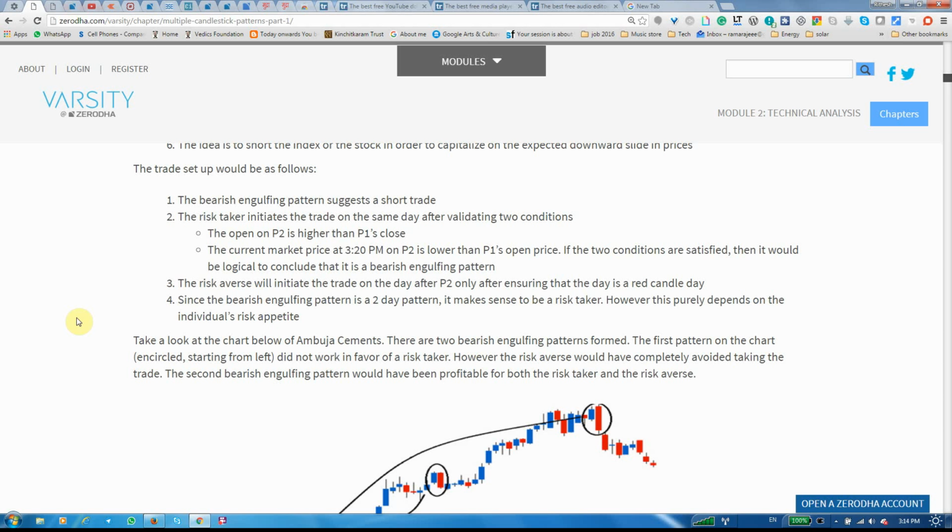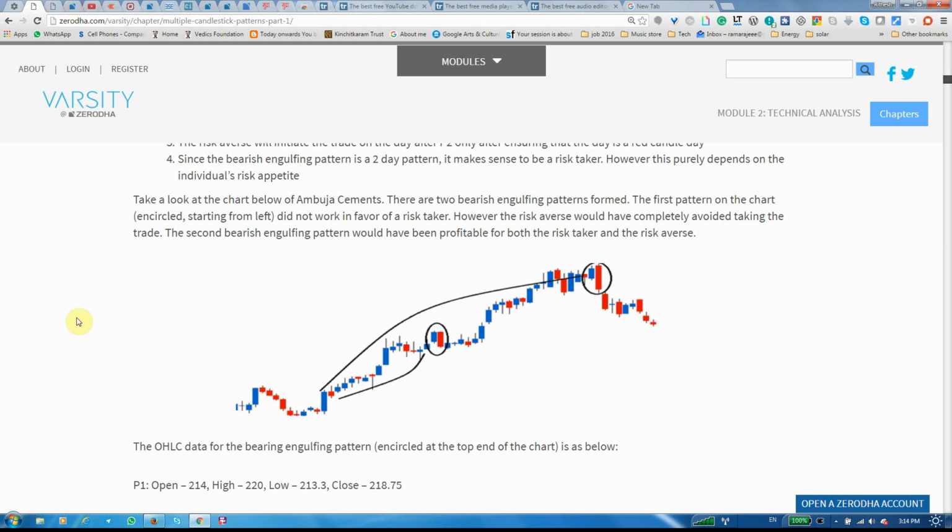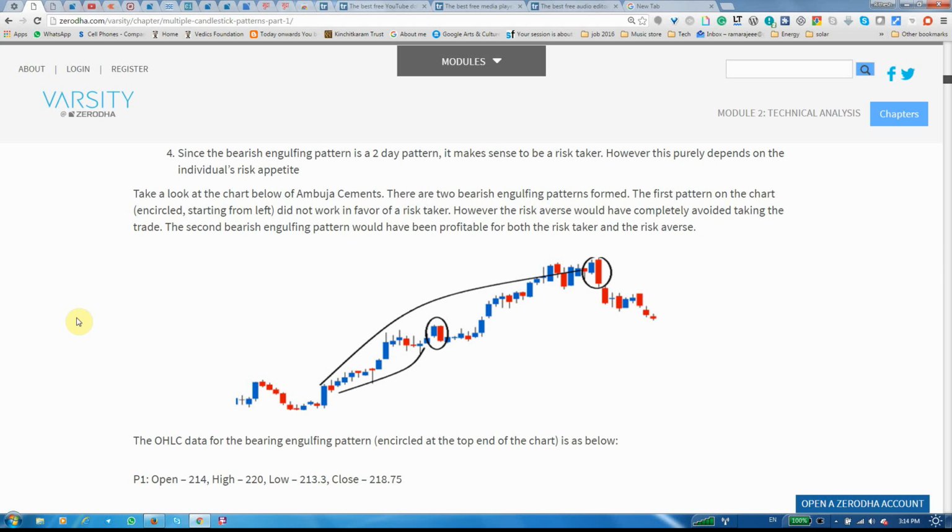The risk-averse will initiate the trade on the day after P2 only after ensuring that the day is a red candle day. Since the bearish engulfing pattern is a two-day pattern, it makes sense to be a risk-taker. However, this purely depends on the individual's risk appetite. Take a look at the chart below of Ambuja Cements. There are two bearish engulfing patterns formed. The first pattern on the chart, encircled, starting from left, did not work in favor of a risk-taker. However, the risk-averse would have completely avoided taking the trade. The second bearish engulfing pattern would have been profitable for both the risk-taker and the risk-averse.